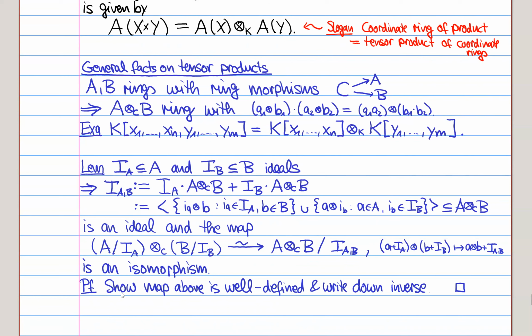I'm not going to give the full proof, but the idea is that first you convince yourself that this map is well defined. You defined it on tensor products of equivalence classes, so you should make sure that the resulting element is independent of these choices. Then you can write down an inverse to this morphism, check that it's well defined, and check that the two compositions give the identity. Okay, so this was just some general results on tensor products.